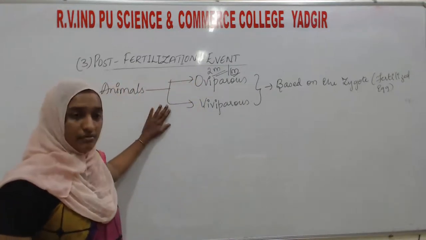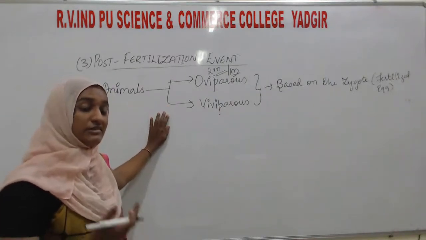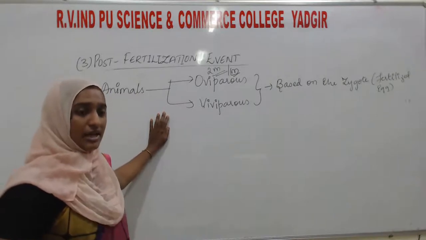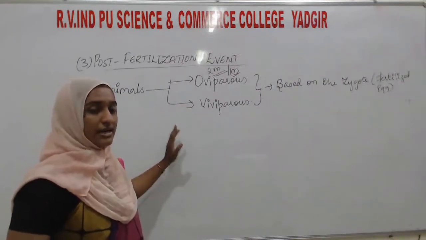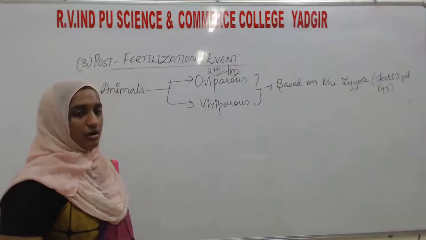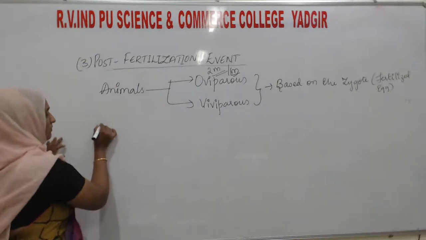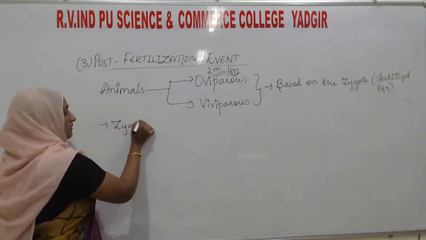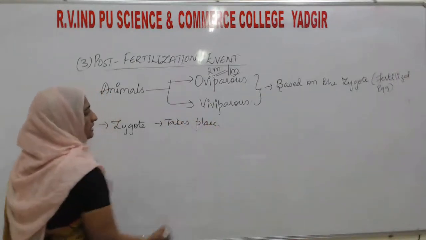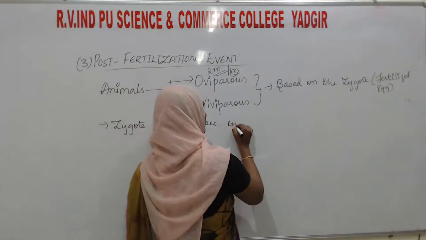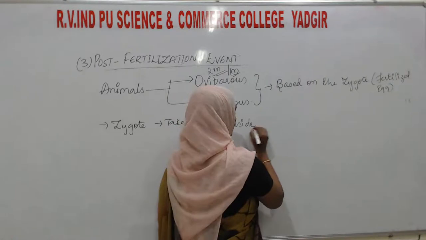See, in some of the animals, as I discussed with external and internal fertilization, zygote development will take place inside the female body, and in some organisms, development will take place outside the body. Not the zygote, directly the egg will develop into a new tadpole, then into a frog. So here, zygote formation will take place inside the female body, or otherwise you can also write inside the female reproductive organ.